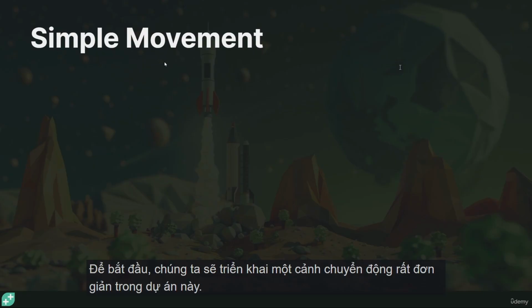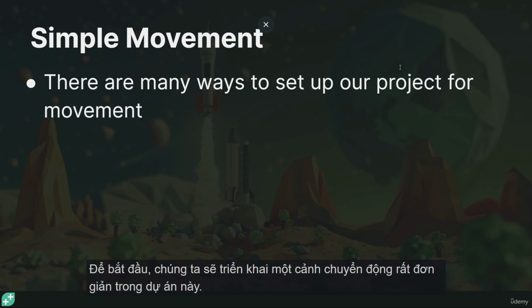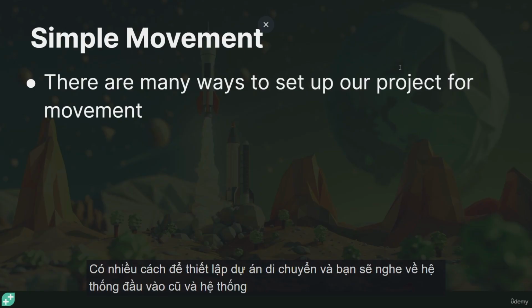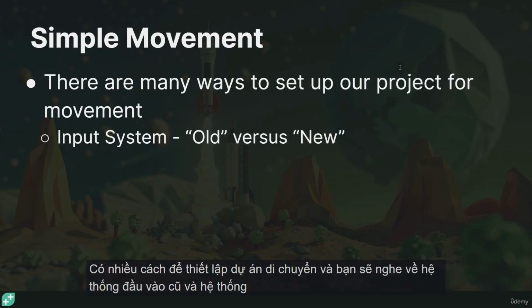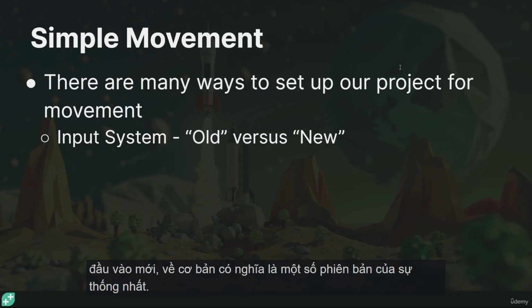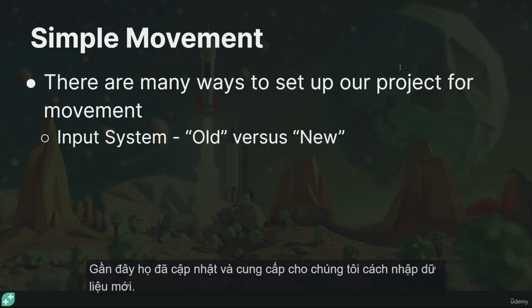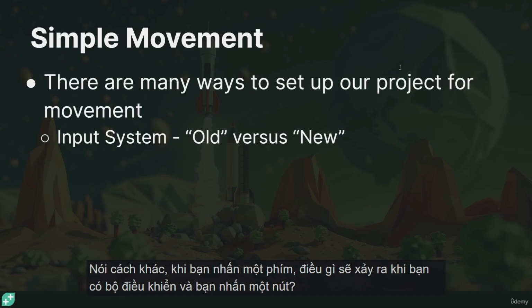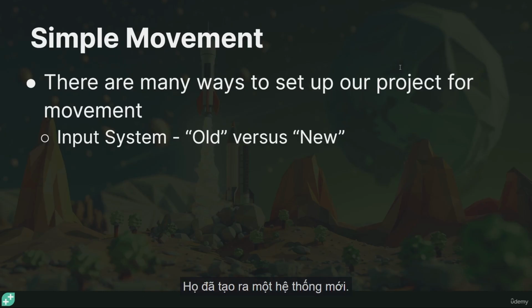We're going to be implementing a very simple movement scene in this project. There are many ways to set up our project for movement, and you'll hear about the old input system and the new input system, which basically means a number of versions of Unity ago, they updated and gave us a new way of doing input. In other words, when you push a key, what happens? When you've got a controller and you push a button, what happens? They created a new system. You can still use the old system at this point in time.